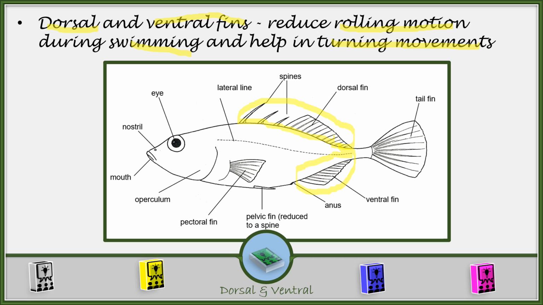Now rolling is whereby the fish would fall to the other side or fall to this side. That one is called rolling. So that is prevented by the dorsal fin and the ventral fin. They are the ones that help the fish to stay in this position in water so that it does not roll and fall to the other side or to this side. That movement is what we are calling rolling and it is prevented by the dorsal fin and the ventral fin.